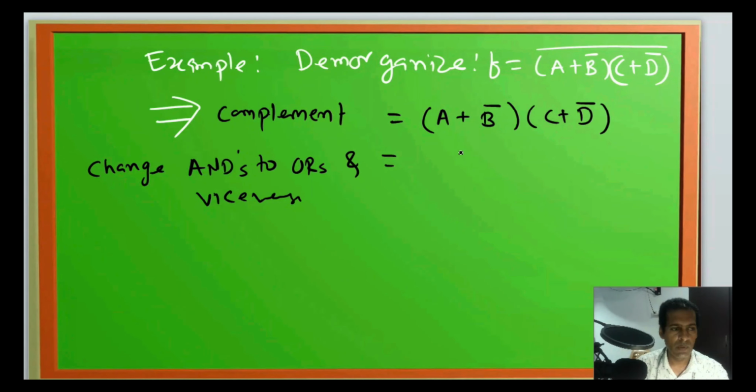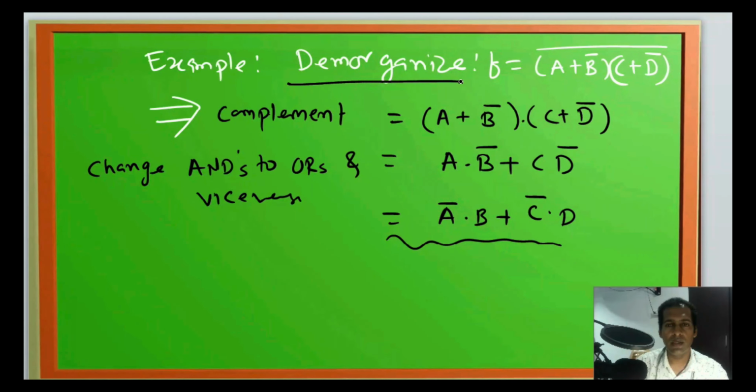Vice versa. So here we have OR, so we will make it AND. Here we have AND, so let us make it OR. Here we have OR, so let us make it AND. And again we will take the complement of these variables. We have taken complement, again we will take complement. So what we will get is a bar dot b plus c bar dot d. So this is the De Morganized form of this function.